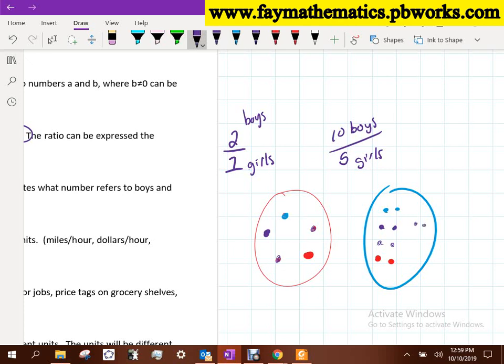How many boys do you have here? You have 10 here. You have 5 there. If I look at 10 to 5, does that reduce to 2 over 1? So that's the idea. For every 2 boys, you get 1 girl. For every 1 girl, you get 2 boys. Okay? So now, let's do this.